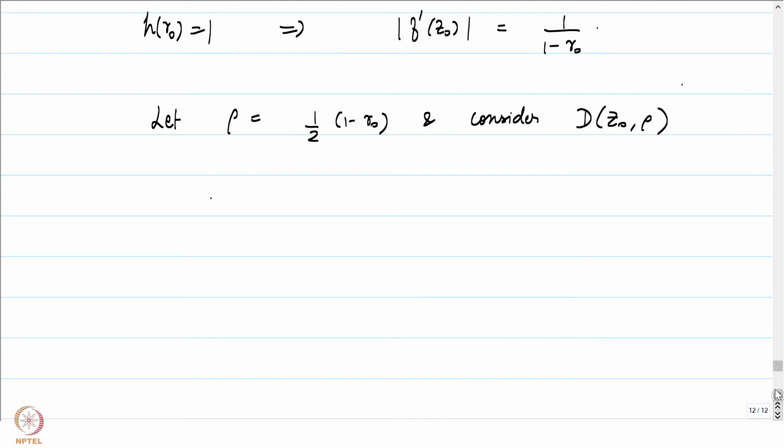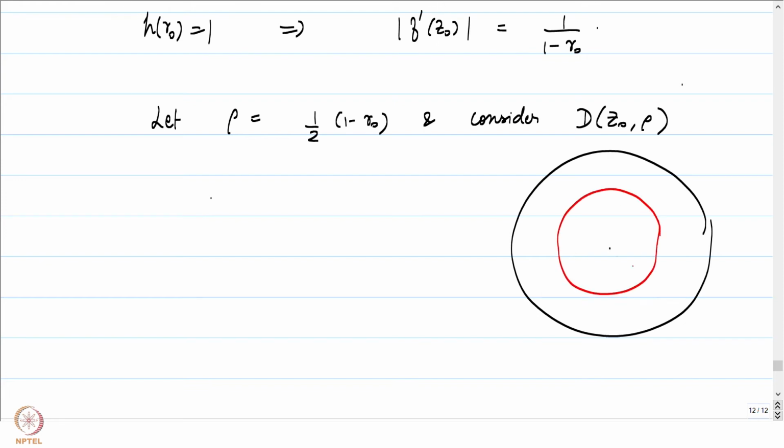Let me draw a picture to capture what we have just done. So this is the unit circle. Maybe I should use colors. Red is the circle of radius r naught. There is the point z naught lying here, and then we have the green circle capturing the disk of radius rho around z naught, and the pink is going to be the circle which captures everything, the disk in which everything is sitting. So let's see what happens.